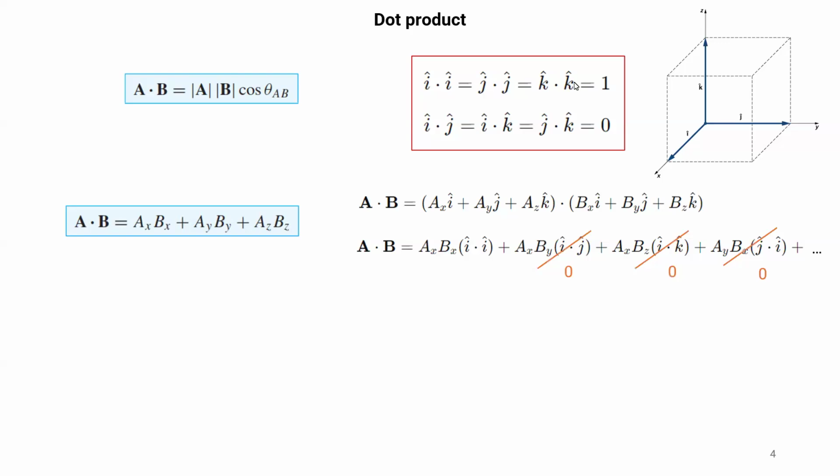And we see from the red box formulas that most of the terms vanish. For example, for this part we have ax bx, and i times i gives us 1. So this is the first term in this formula, and in the same way you get the other two. And of course, a vector dotted with itself is basically the magnitude of this vector squared. Pretty simple.